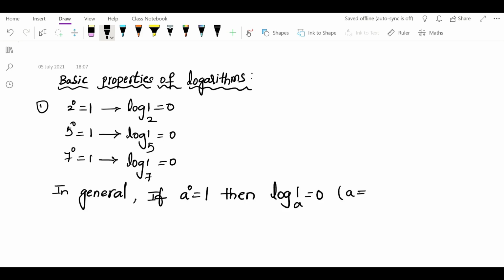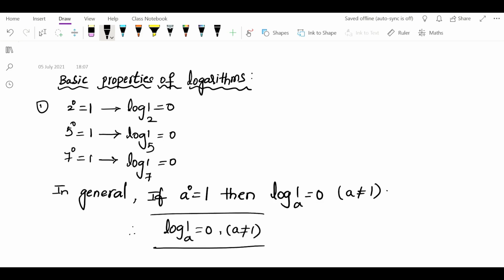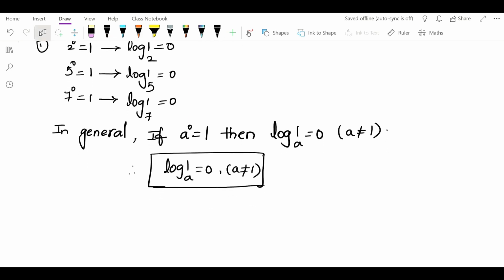Here the condition is a is always not equal to 1. Therefore, log 1 base a is equal to 0, where a is not equal to 1. This is called the first property of logarithms. Again, we go to the second property.